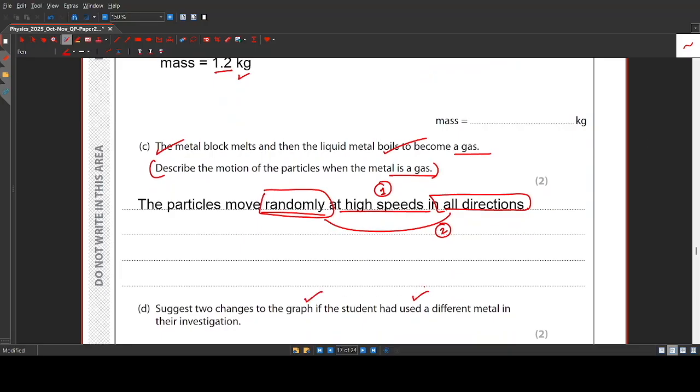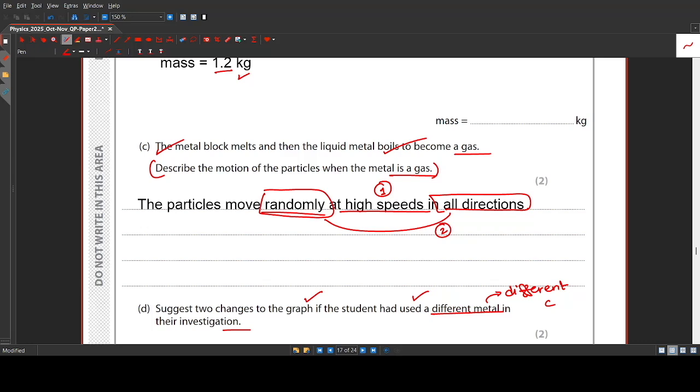Now the last question suggests two changes to the graph if the student had used a different metal in the investigation. Obviously a different metal would have a different specific heat capacity. Now, if objects have got different specific heat capacities, the rate of increase of the temperature would be different as well, because specific heat capacity means the amount of energy that is needed to raise the temperature of a 1 kg substance by 1 degree Celsius.